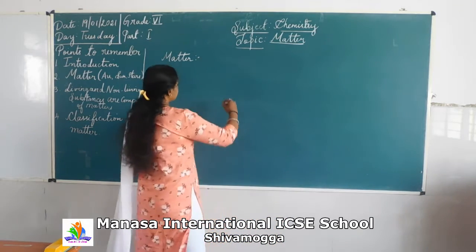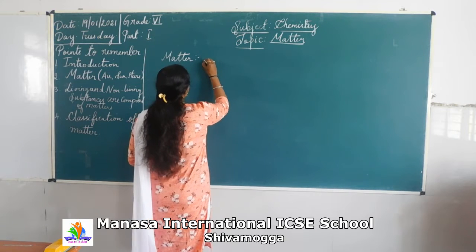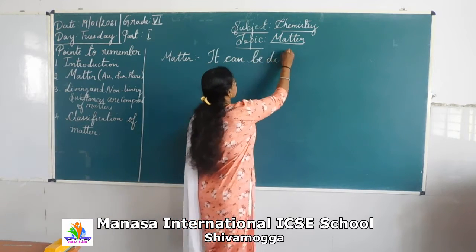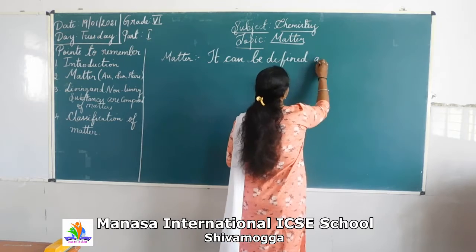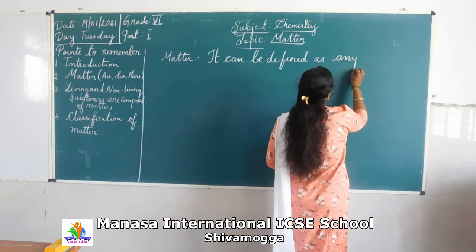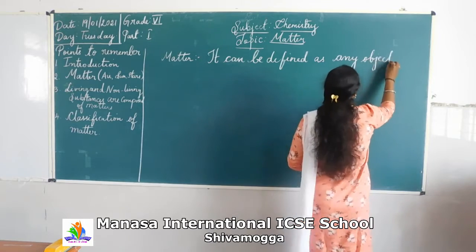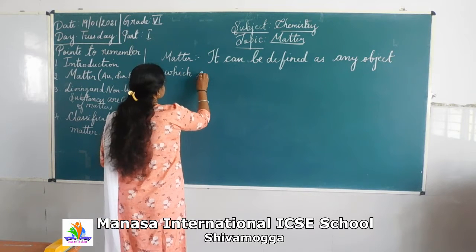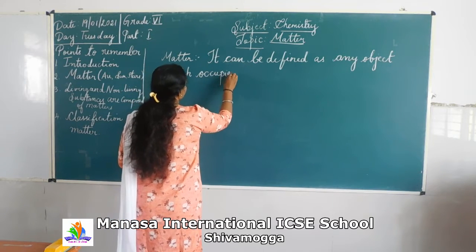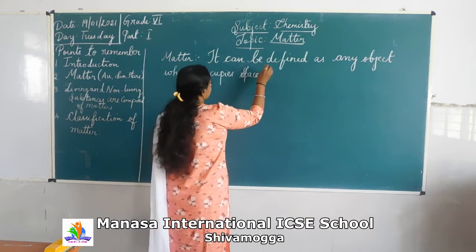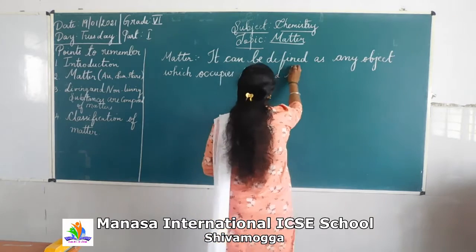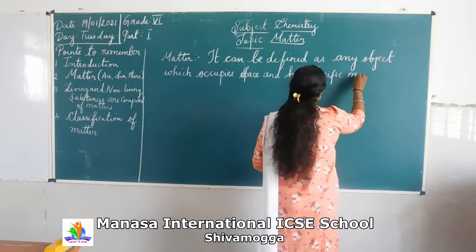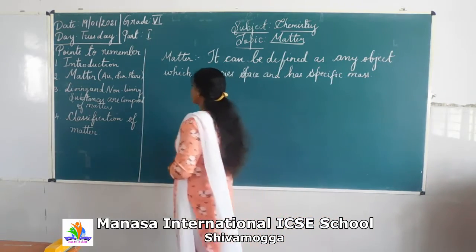Therefore, matter can be defined as any object which occupies space and has specific mass, and is known as matter, right?